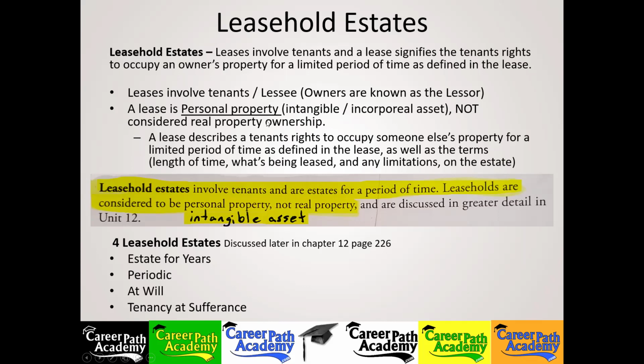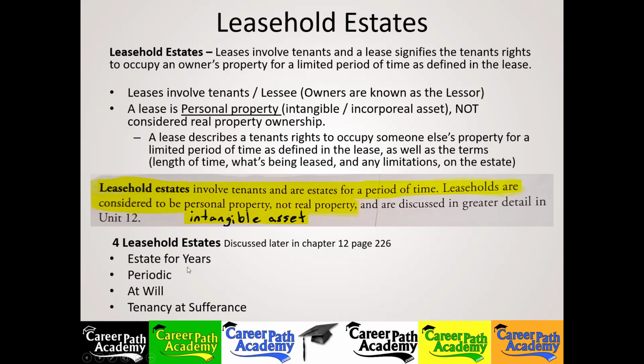So a lease is a personal property that's an intangible or incorporeal asset. It's not considered real property ownership. A lease describes a tenant's rights to occupy someone else's property for a limited period of time as defined in their lease. It says when the leasehold starts, when it ends, right? As well as the terms and the length of time, what's being leased, any limitations on the estate, when the rent is due, and so on. You get it?